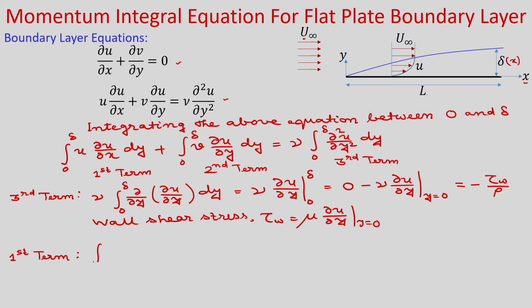We have integral 0 to delta u ∂u/∂x dy. So, this we can write it as, so this u will take inside this derivative. Okay. So, we can write half integral 0 to delta ∂u²/∂x dy. Now, let us consider the second term.